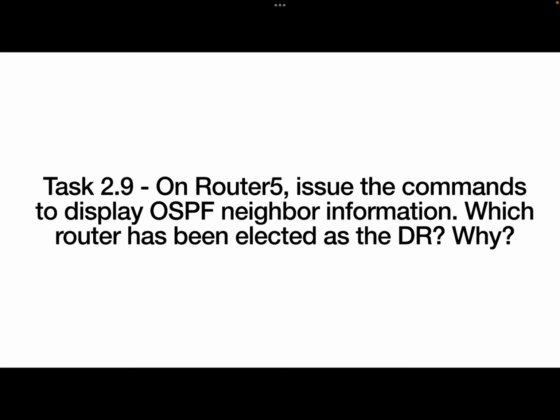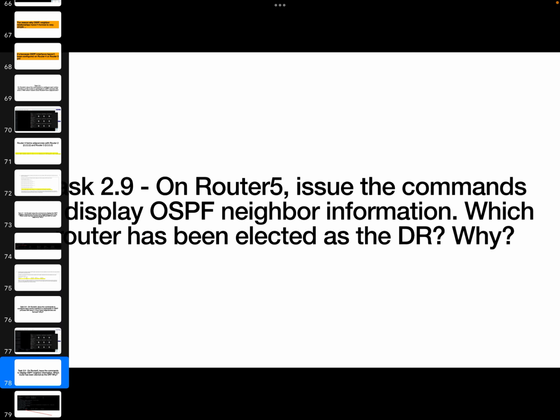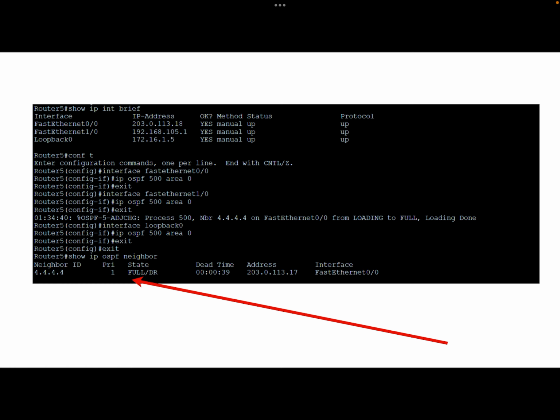On router 5, issue the commands to display OSPF neighbor information. Which router has been elected as the DR? So if we do show ip ospf neighbor, we see that clearly. Here we can see the relationship, full DR.